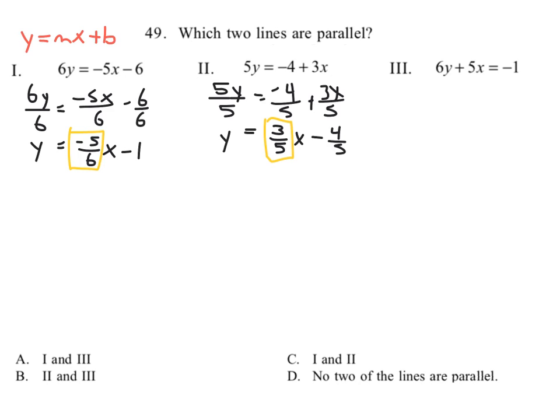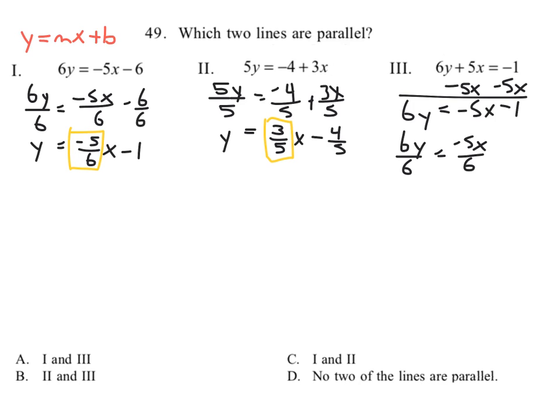Okay, now we need to do the same thing on number 3, write it in slope-intercept form. So what I'm going to do is first move the y term off of the left-hand side by subtracting it from both sides. And we get then 6y equals negative 5x minus 1. And now we're going to divide both sides by 6. So 6y divided by 6 equals negative 5x divided by 6 minus 1 divided by 6. All terms get divided by 6. And each term, the terms are separated by pluses or minuses. Okay? So we've got y equals negative 5/6 x minus 1/6.